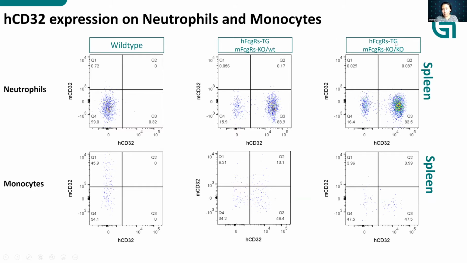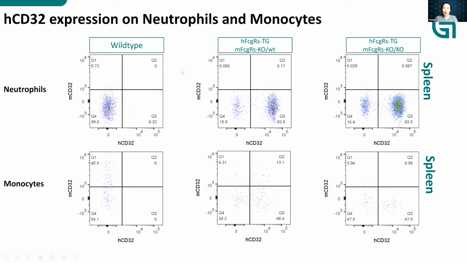And on the right side is the humanized animal with a mouse knockout, a homozygous knockout on the mouse FcγR. So I'm showing you 2 cell types from spleen, the neutrophils and the monocytes. If you remember, there's a difference in terms of CD32 expression in the mouse versus the human. So the human and mouse monocytes, both of them express CD32. However, only the human neutrophil will express CD32.